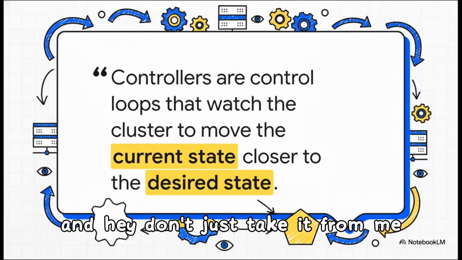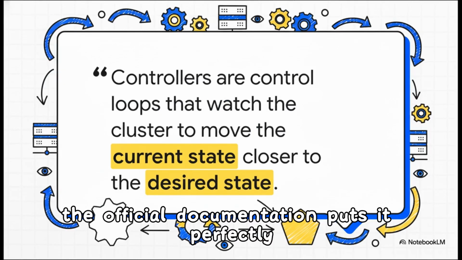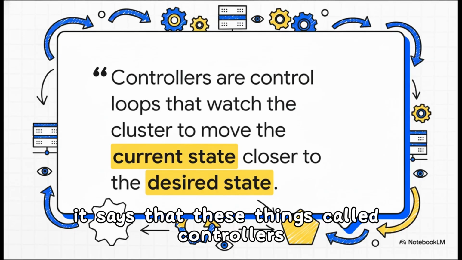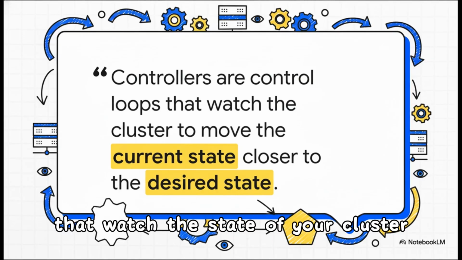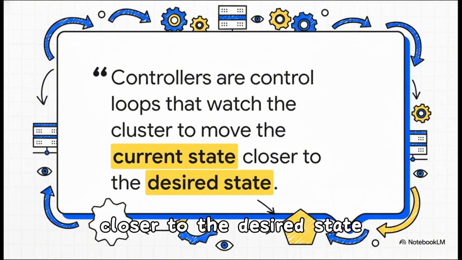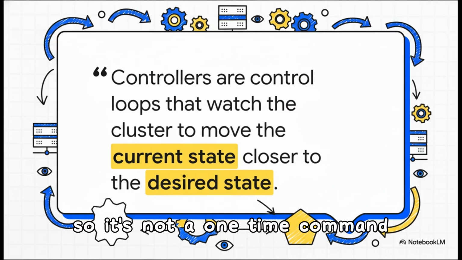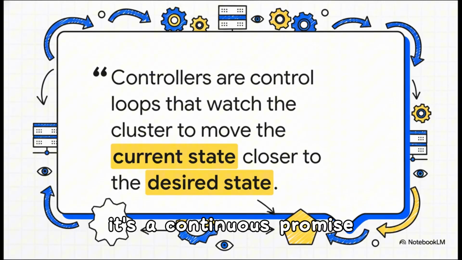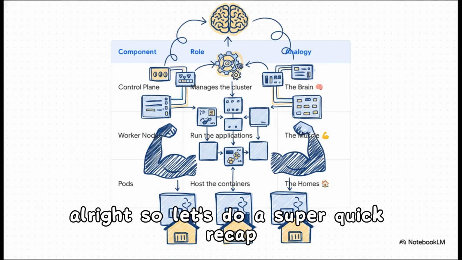And hey, don't just take it from me. The official documentation puts it perfectly. It says that these things called controllers are just control loops that watch the state of your cluster. Each controller tries to move the current cluster state closer to the desired state. So it's not a one-time command. It's a continuous promise.